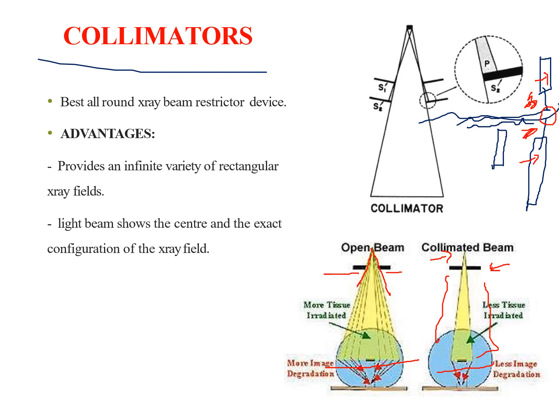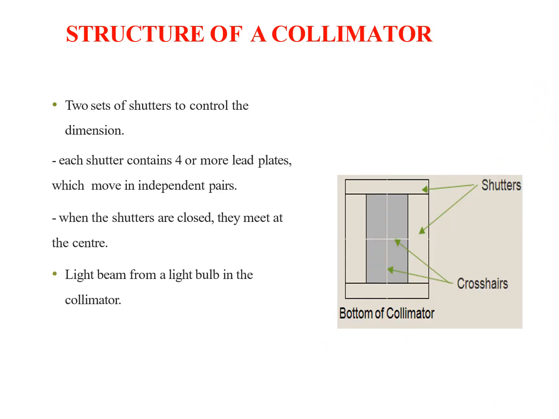What is the main advantage of placing this? It can provide a variety of rectangular X-ray fields. See this area. The light beam shows the center and the exact configuration of the X-ray field. This one is about the shutter. See here, two sets of shutters to control the dimension. These two shutters, two sets.